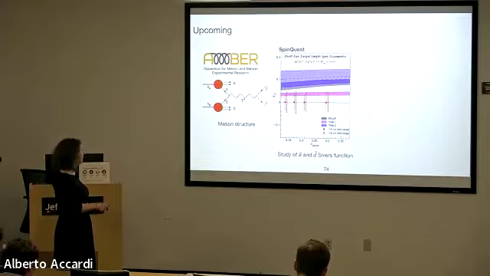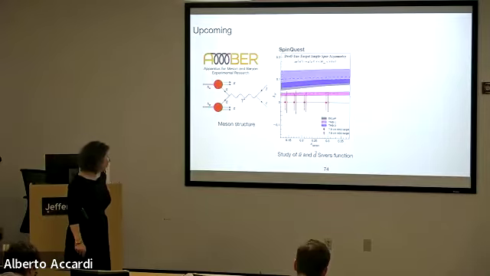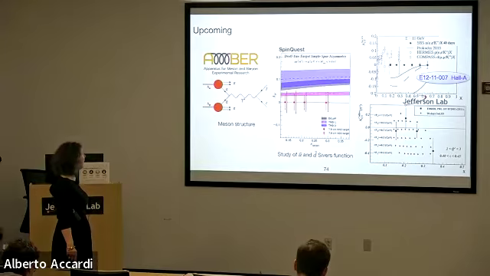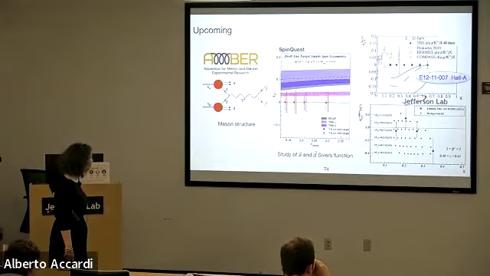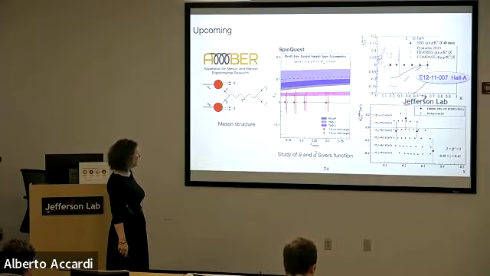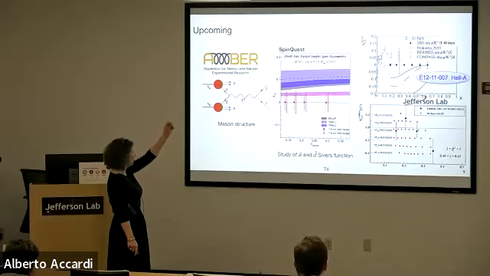There will also be SpinQuest at Fermilab, where the idea is to really study the u-bar and d-bar Sivers distribution functions. And these are the uncertainties that they expect to obtain. And then, as I already mentioned, at Jefferson Lab there are ongoing studies, but there are also future studies foreseen, for example, at SoLID.